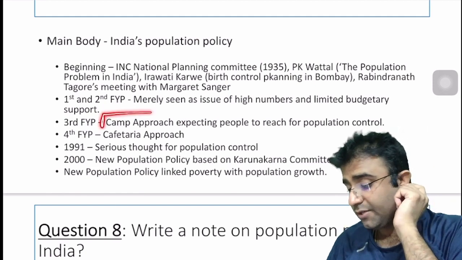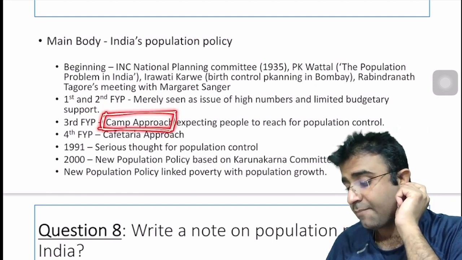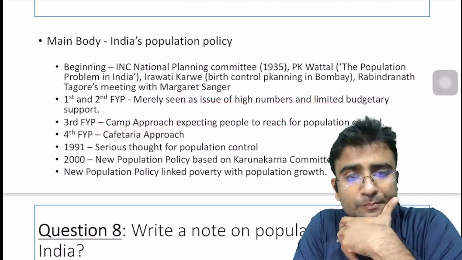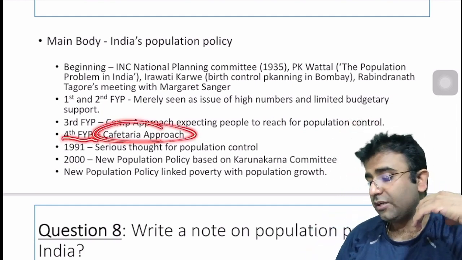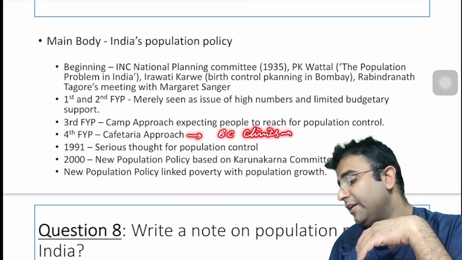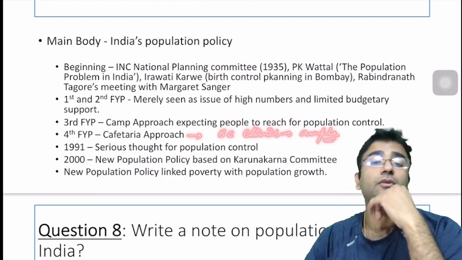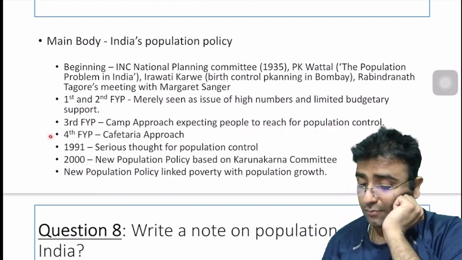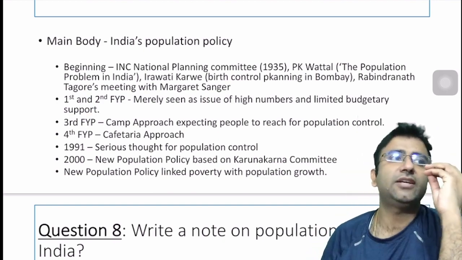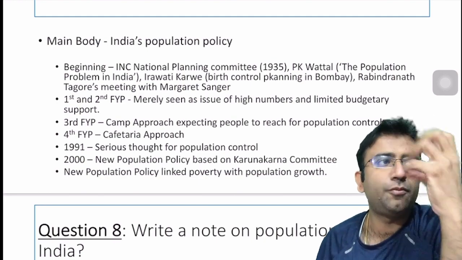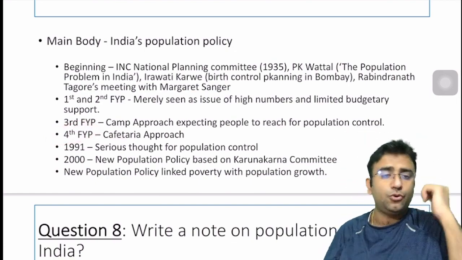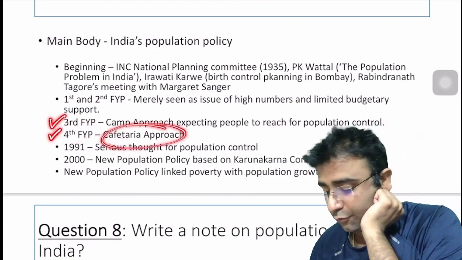In the third 5-year plan, we established population planning camps, expecting that people would automatically come for population control, but people didn't come. In the fourth 5-year plan, we followed the cafeteria approach, where we set up birth control clinics and provided ample options, such as copper-T, contraceptive pills, vasectomy, tubectomy, just like products in a cafeteria which people can choose from to control the population. This is the fourth 5-year plan where we followed the cafeteria approach.